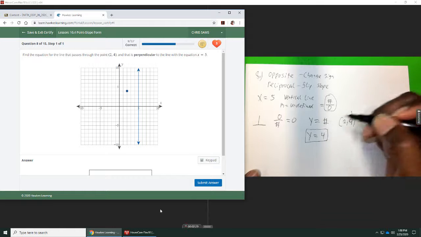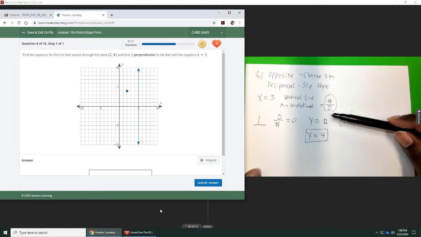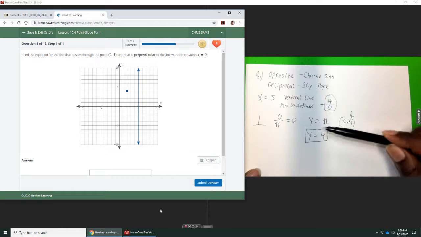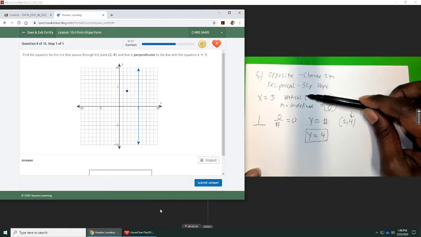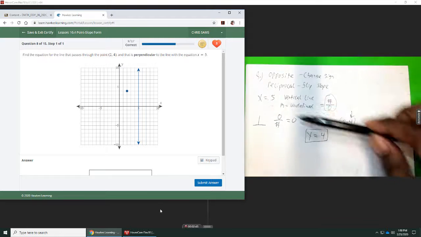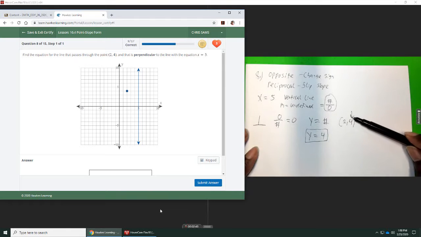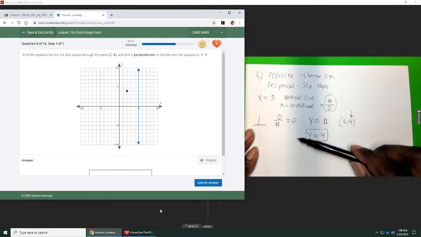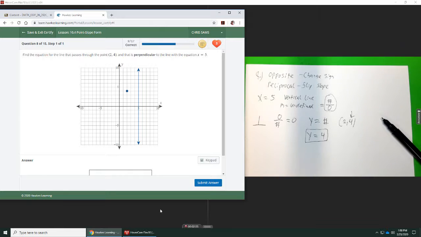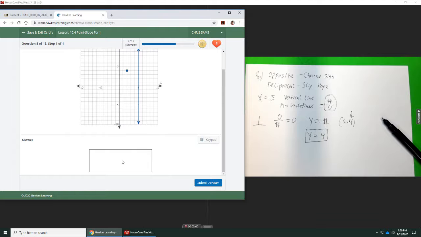With a little practice, the more of these you do, you'll understand if you have a vertical line, the perpendicular line is going to be a horizontal line, and vice versa. If you have a horizontal line, perpendicular is going to give you a vertical line. So these are always going to happen. In this scenario, the equation is always going to be either the x value or the y value, depending on which type of line you have. But that is the information that you need to be able to recall. So the equation is just y equals 4 to go through that point.